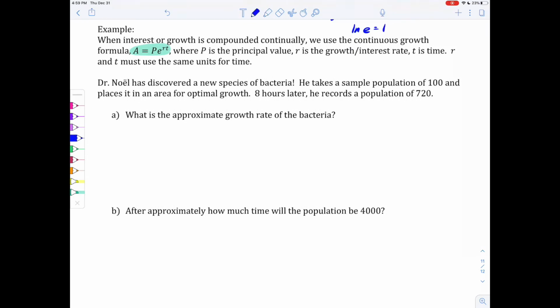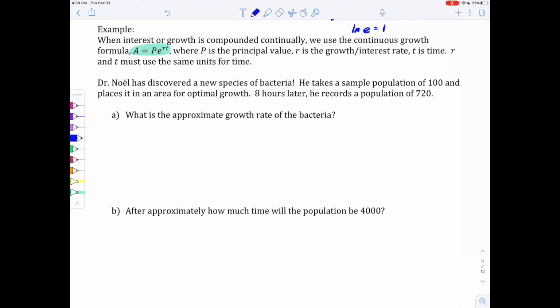Hey, poops. Dr. Noel. Ooh, he sounds smart. He's probably like a chemistry and biology teacher, but also a doctor in this example somehow. He's discovered a new species of bacteria.